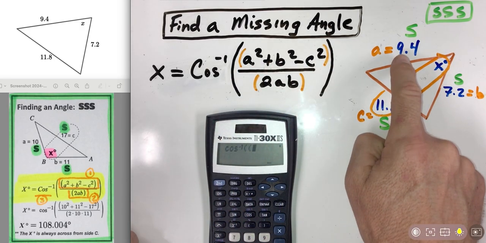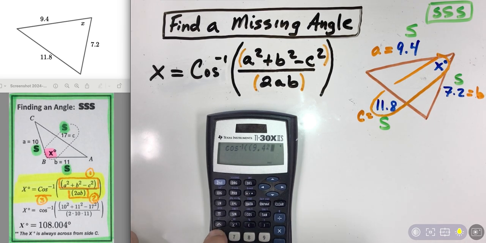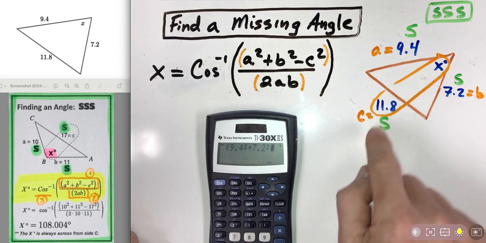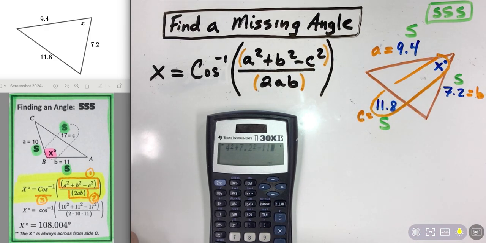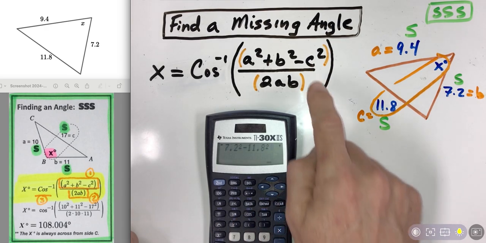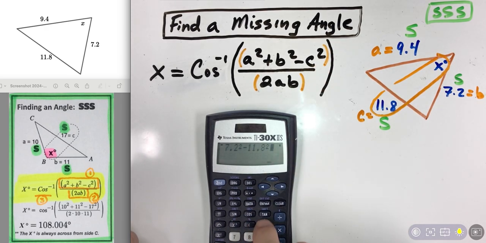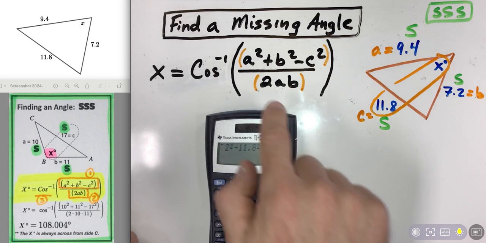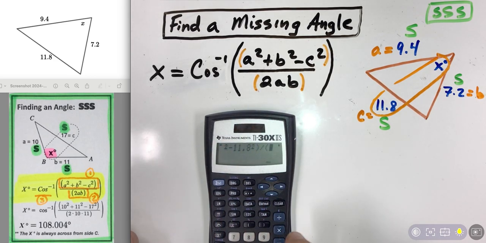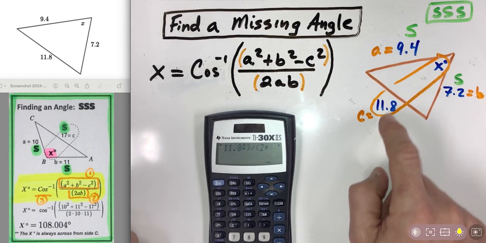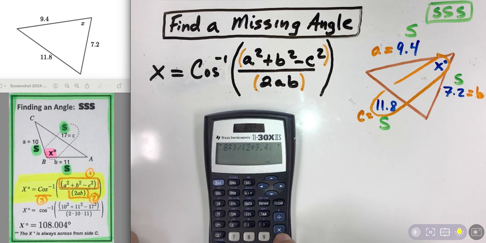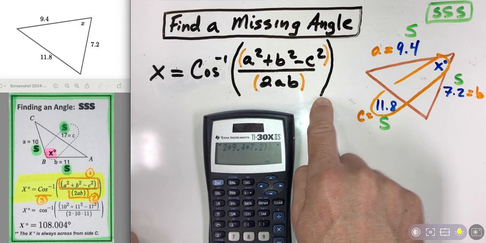Watch. I'm going to go A squared, 9.4 squared, and then plus my B squared, so plus 7.2 squared, and then minus the C squared, which is 11.8, so minus 11.8 squared, and then I'm going to close off the parentheses with that first orange parenthesis that you see right there. Then I'm going to divide by the lower parenthesis. That starts right here, so I'm going to start a new pair of parentheses for the denominator. Then it's just 2 times my A side, 9.4, times my 7.2. And then I close off the parentheses for the denominator, and then I close off the parentheses for the inverse cosine.